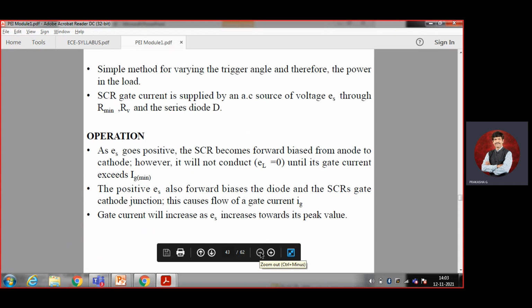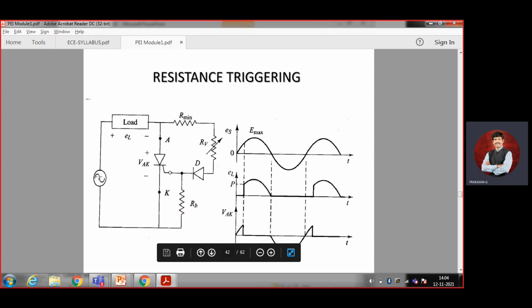This is a simple method for varying the trigger angle and therefore the power in the load. So R triggering is the simple method. Resistance triggering is one of the simplest methods where you can trigger your thyristor. The SCR gate current is supplied by an AC source of voltage ES through R minimum, RV and the series diode D. The signal is supplied to your thyristor through the load, R minimum, RV and diode. Here I get ES, the source voltage, and the current has to be supplied to the gate.